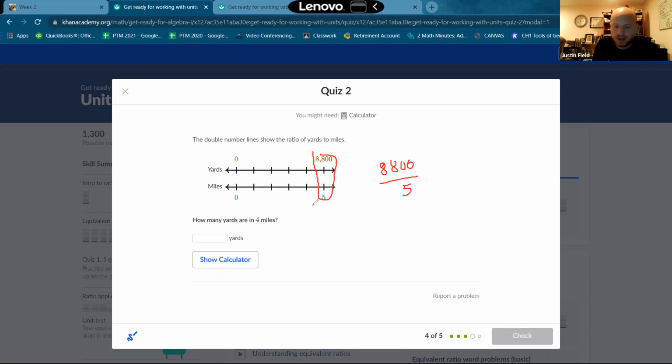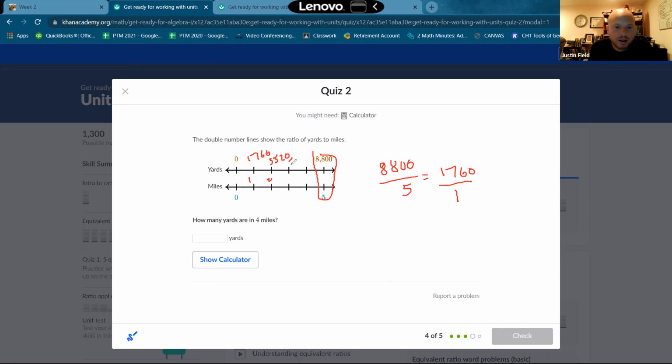I can't believe we've gotten this far and not said unit rate. If I divide these two numbers, I get 1760, which means 1760 over 1, you should know. And so that means that's 1760 for 1. If I multiply that by 2, I get 3,520 for 2.